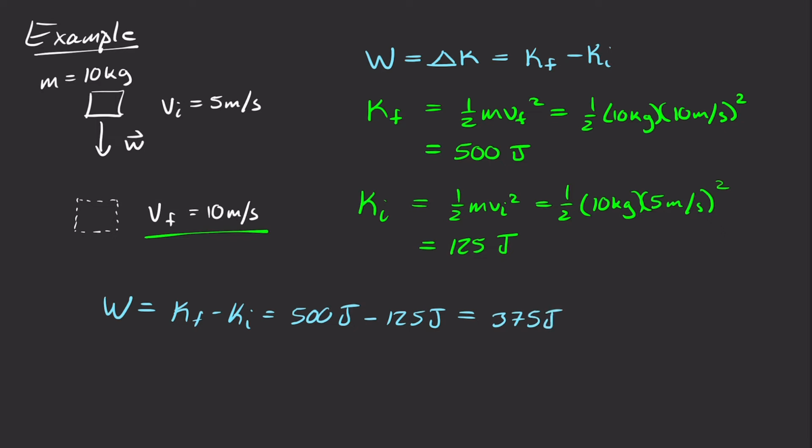So this is the work done by the weight, or by gravity, in accelerating this object or moving it through some displacement. One thing you notice is that we doubled the speed, but the energy more than doubled, because the kinetic energy goes like v squared and not just proportional to the velocity.